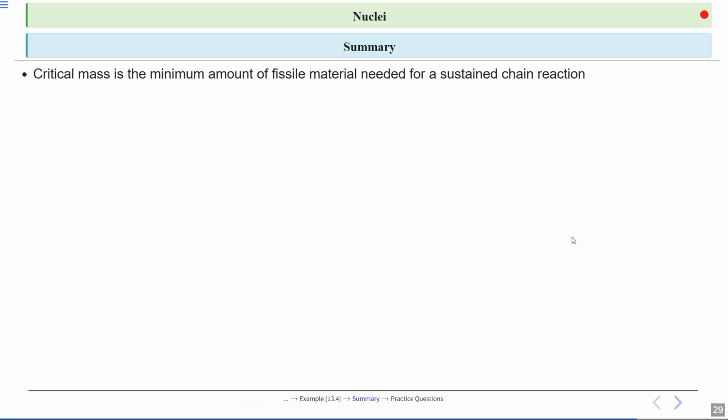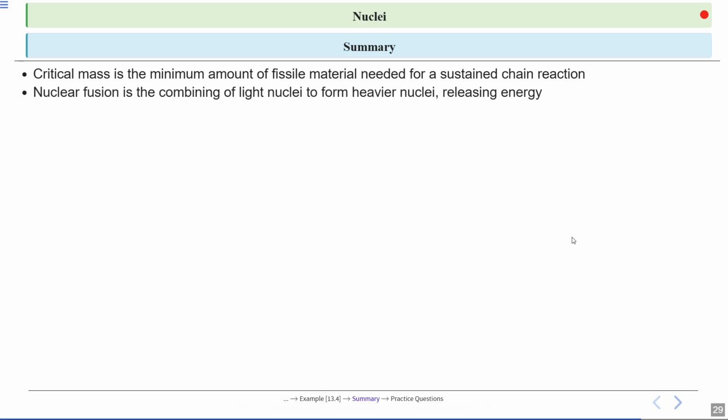Critical mass is the smallest amount of a material that can sustain a nuclear chain reaction on its own. This is important in nuclear physics because if you have less than the critical mass, the reaction will stop by itself. Fusion is when two light atomic nuclei combine to form a heavier nucleus, and this process releases a lot of energy.